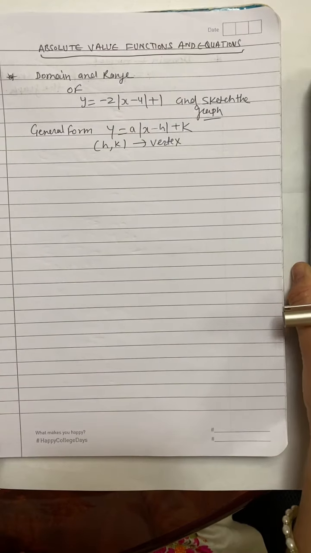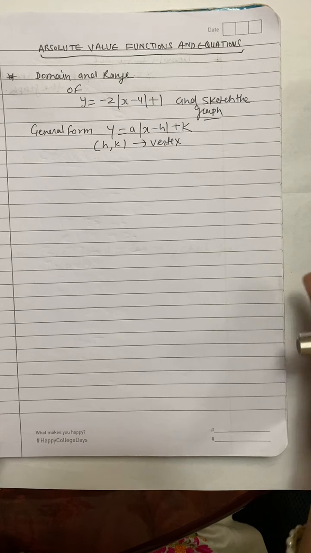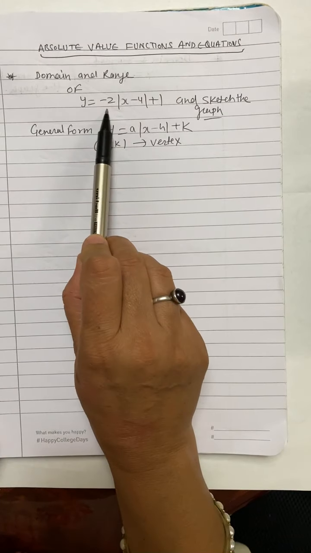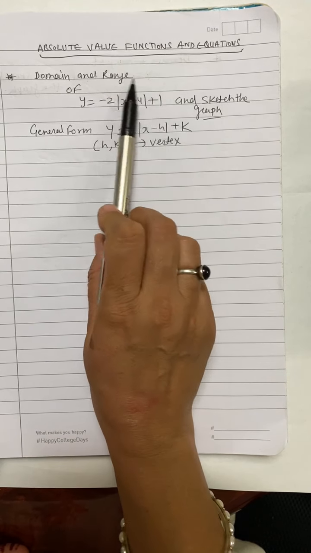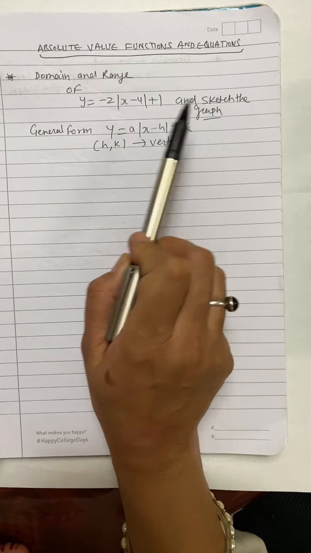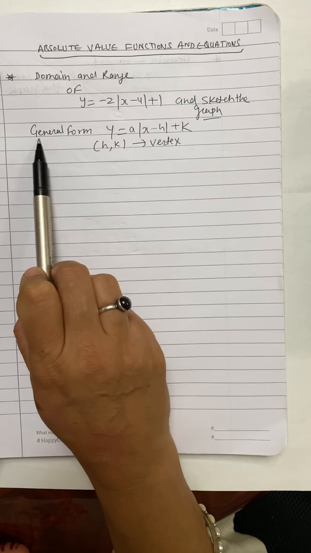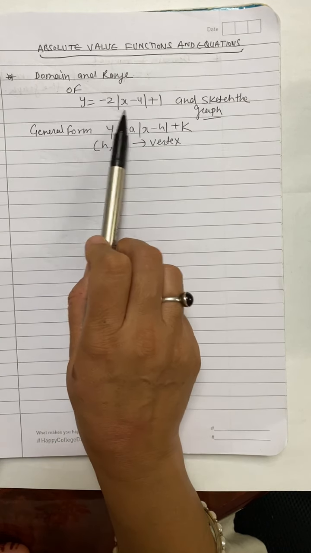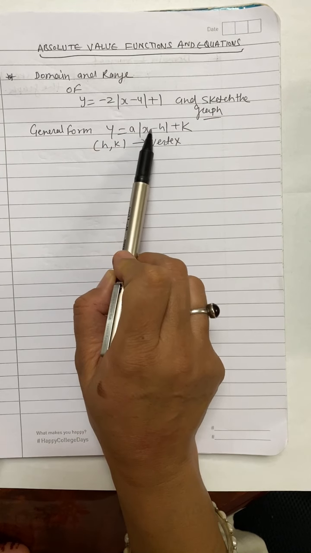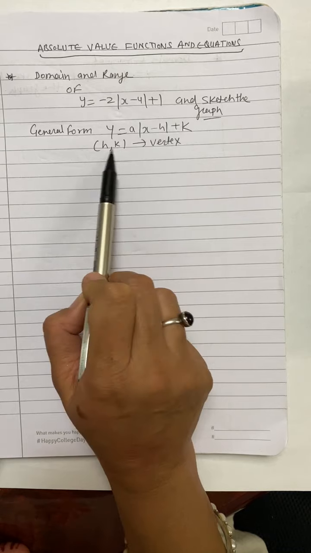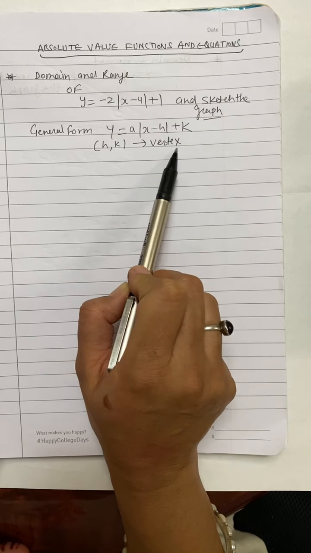Question number one is finding the domain and range of y = -2|x - 4| + 1. And we have to find the domain and range and sketch the graph. The first most important thing you need to know is the general form for an absolute value function is y = a|x - h| + k. And (h, k) is your vertex.